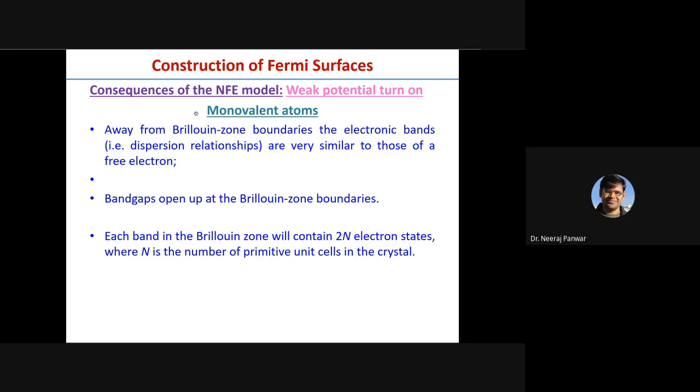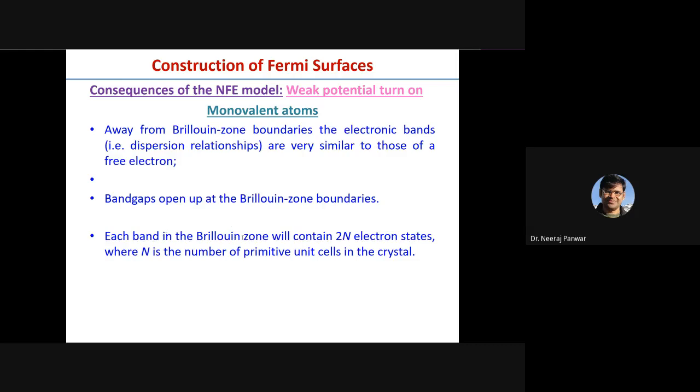So first we consider the case of monovalent metals. Monovalent metals means that in these metals each atom contributes 1 electron to the solid. So for example, sodium has atomic number 11 and it has 1 electron in the 3s shell, so it will contribute 1 electron. Away from the Brillouin zone boundaries, the electronic bands or the dispersion relationship are very similar to those of free electrons that we have already seen. Band gaps open up at the Brillouin zone boundary.